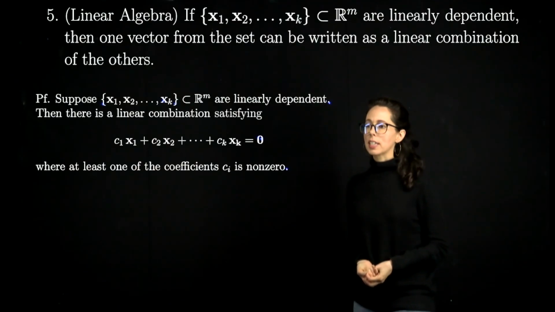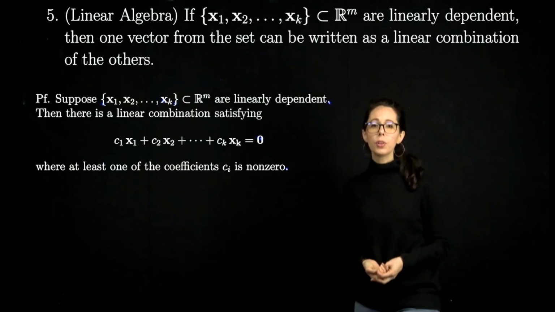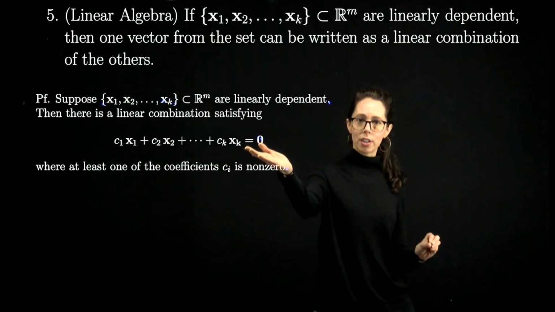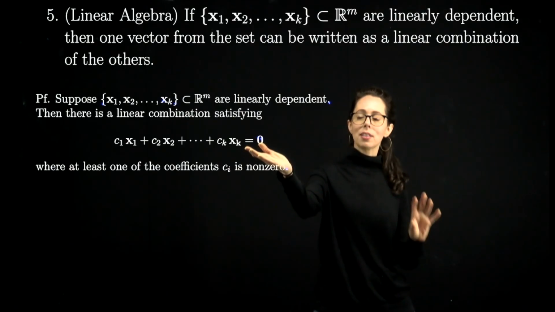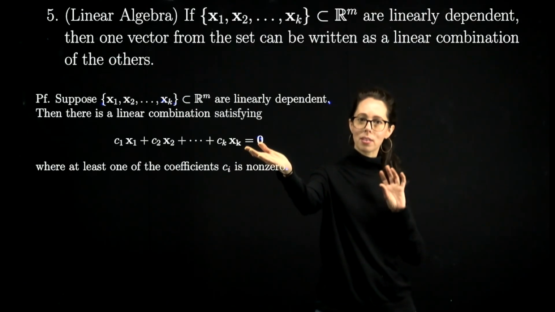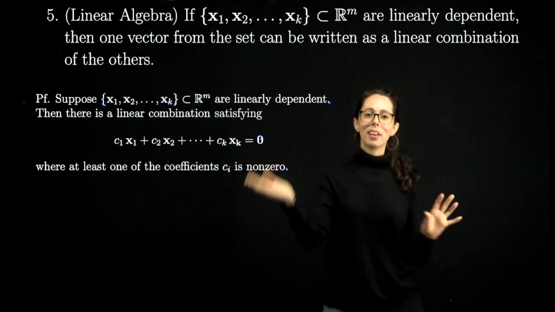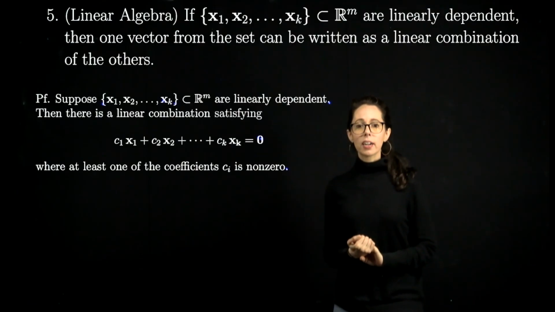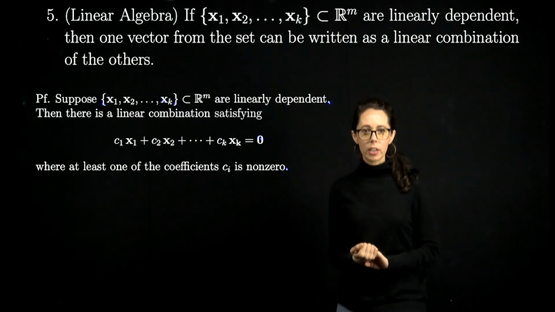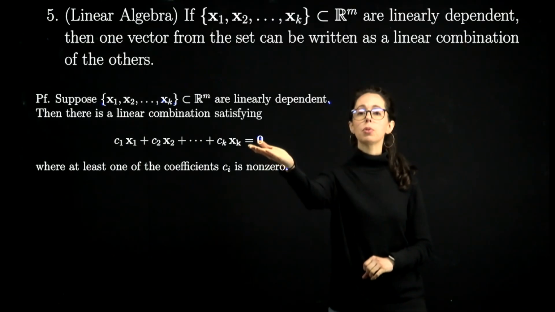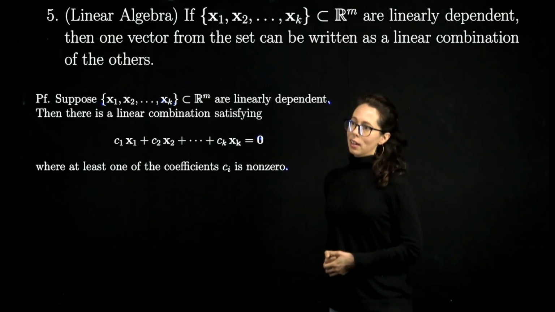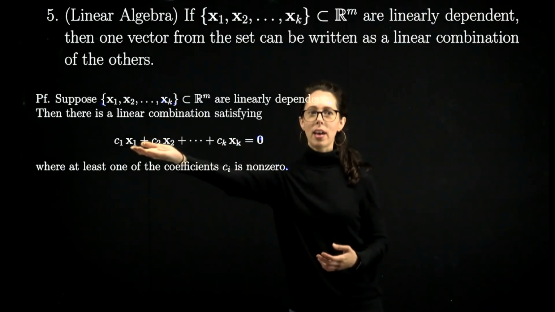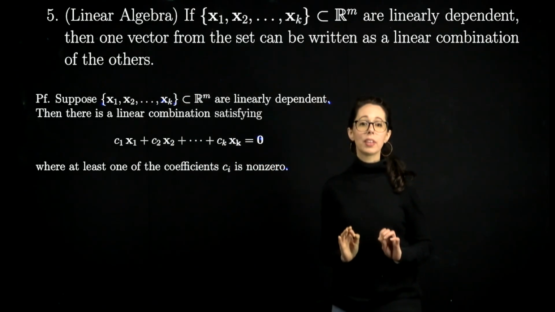We say a set of vectors is linearly dependent if you can find a linear combination of the vectors which equals the zero vector, and which isn't the linear combination 0x1 plus 0x2 plus all the way through 0xk, because that would be a very trivial way to satisfy this equality. So a set of vectors is linearly dependent if there is a non-trivial linear combination of them which adds up to the zero vector. All right, what we now want to do is show that one of these vectors can be written as a linear combination of the others.